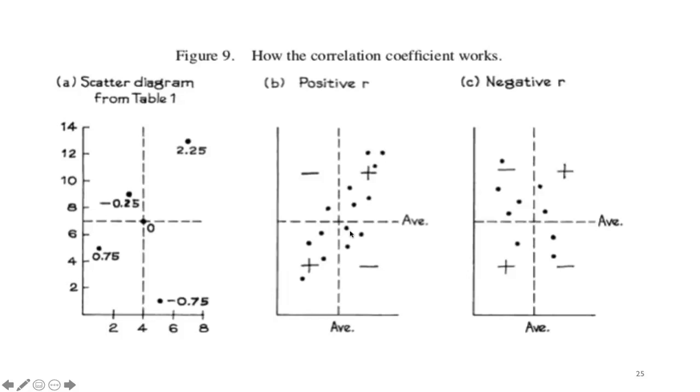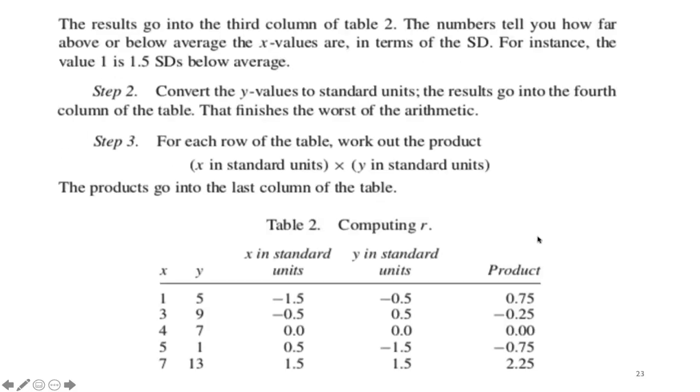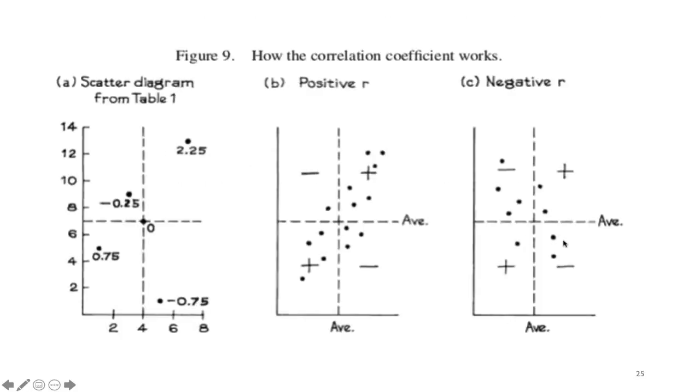When we average them, if you have more positive products, then you're going to have positive correlation. If you have more negative, for example, this one, all the points tend to have more negative products at the end. So again, negative product meaning this last column, then we're going to have a negative correlation.